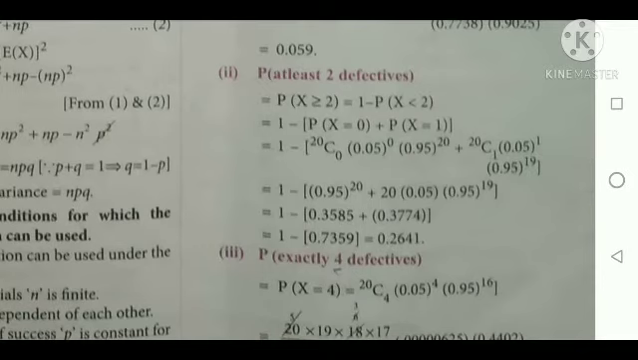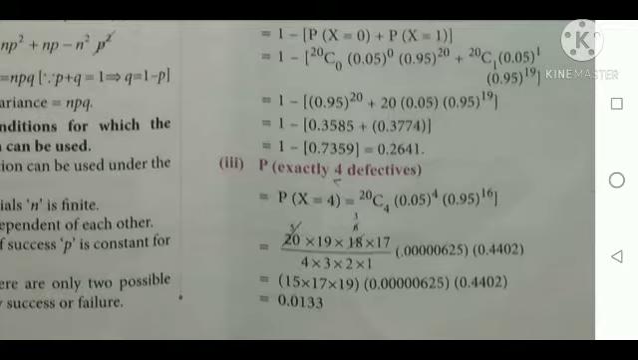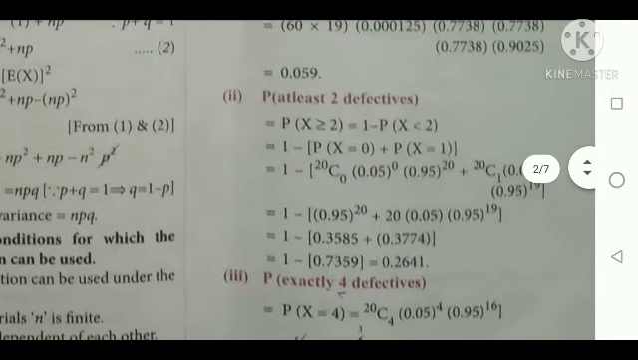So P of x equal to 0 means 20C0 p power 0 q power 20 plus 20C1 p power 1 q power 19. Here p equal to 0.05 and q equal to 0.95. So after doing all the cancellation, we are getting the answer 0.2641 for at least 2 defective.